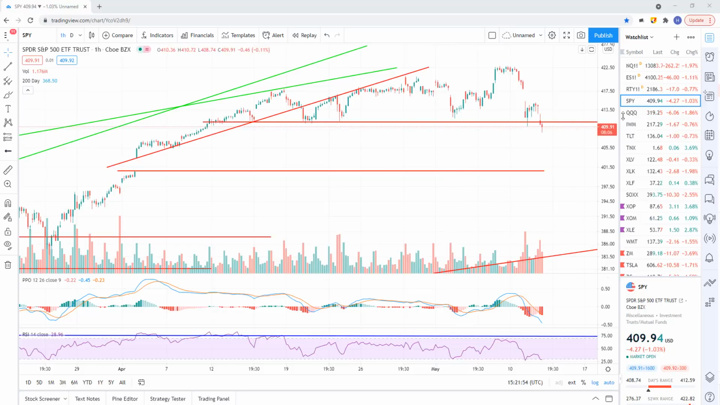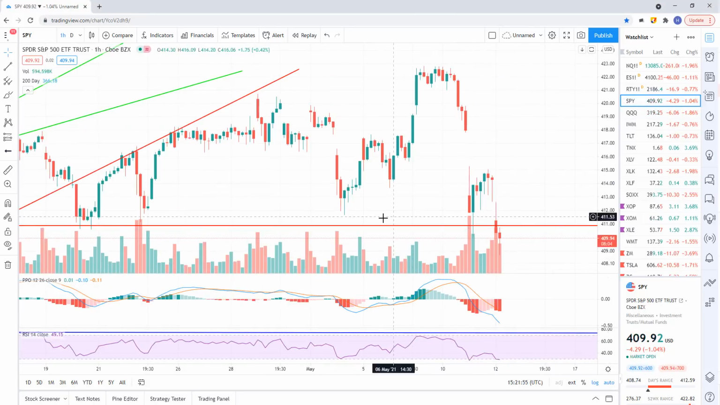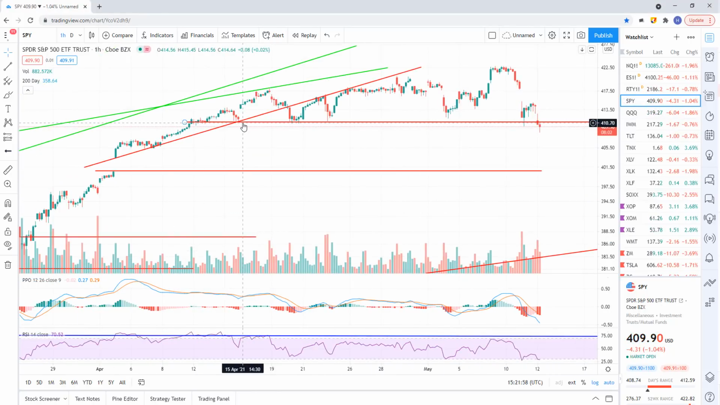All right, now we're going to get started with the SPY. Again, this is an hourly chart, and if you can't mimic my charts, use log scaling. I've gone through on several videos why log scaling is very important for charting. And so make sure you're using log scaling.